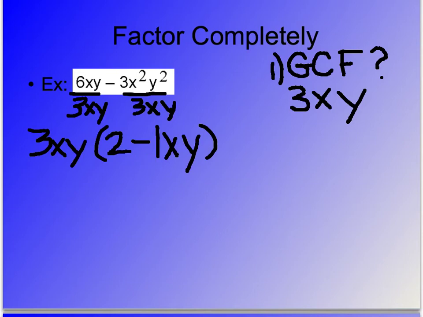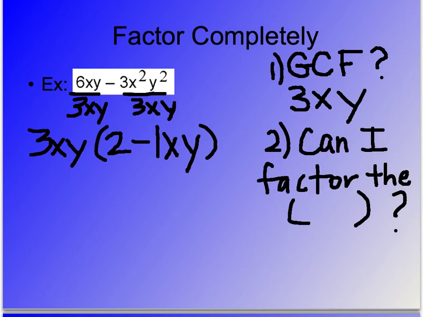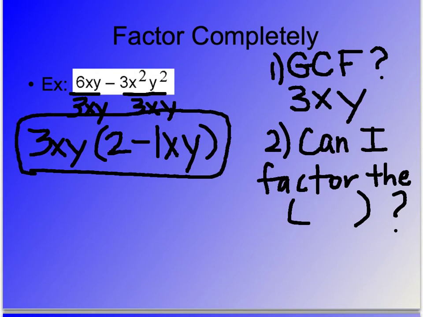After you've taken out the greatest common factor if there is one, the second step is to see, can I factor what's left in parentheses? And if you can factor what's left in here, then that's what you do, either using the x that we just learned about, or some other method that we'll talk about also. And I noticed that nothing in here will factor, so this is the factored form of the binomial that I started with.